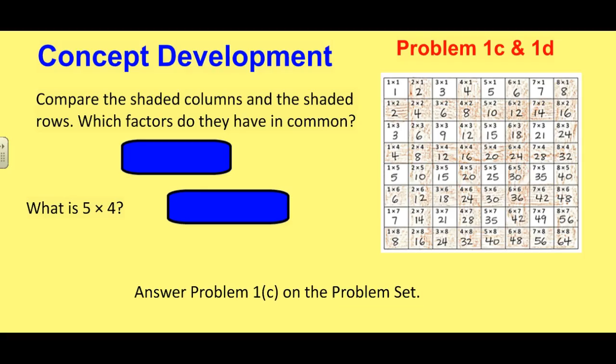You will answer part C and D in just a second, but I want you to look back up at the chart and I want you to compare the shaded columns and the shaded rows. So remember, columns go up and down, so I've got shaded right here, here, here, and here. And then my rows are going across, so here's a row, here's a row, here's a row, and here's a row. Which factors do they have in common in these columns and in these rows? I want you to push pause to try to figure that out.